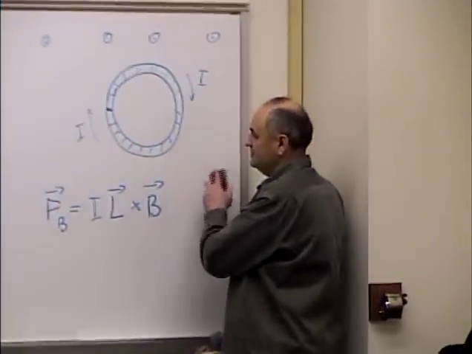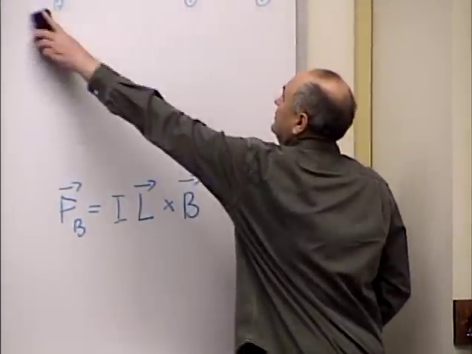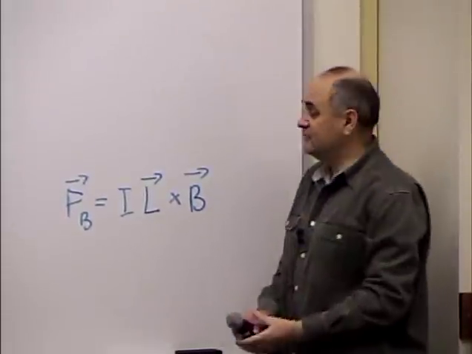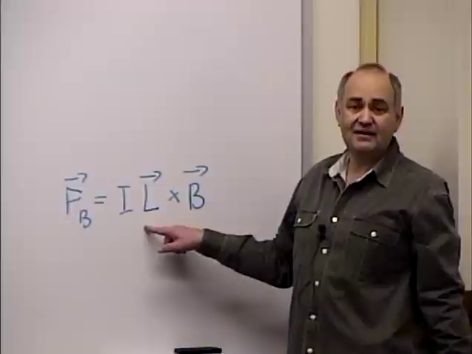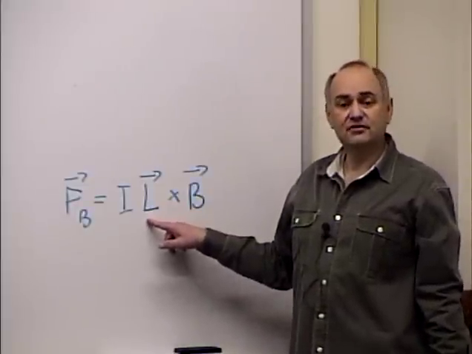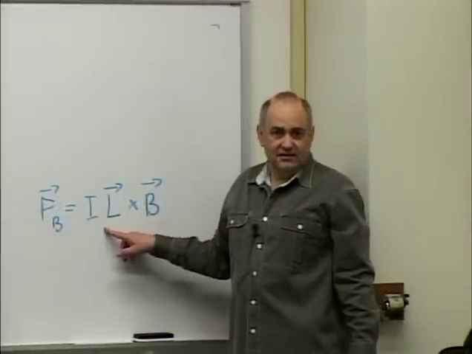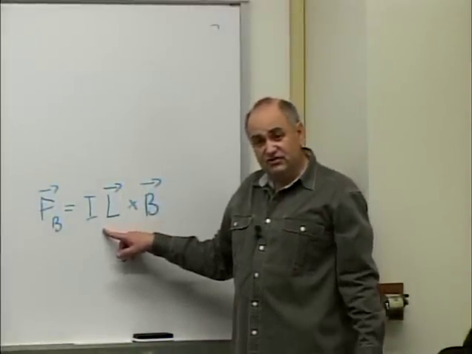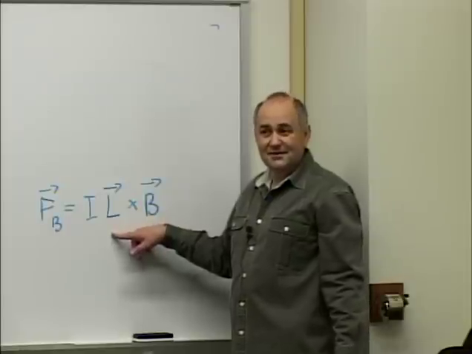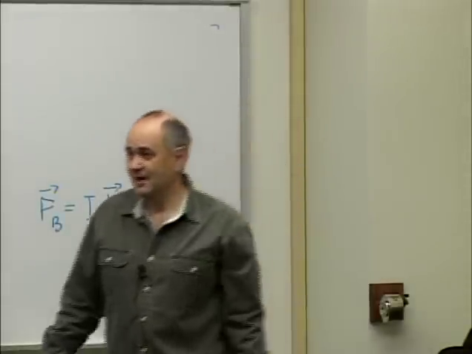Well, we can think about this formula here now. You don't have to think about a differential fragment. Instead, you can think about a vector from one end to the other end, from the end at which current enters the wire to the end where current exits the wire.